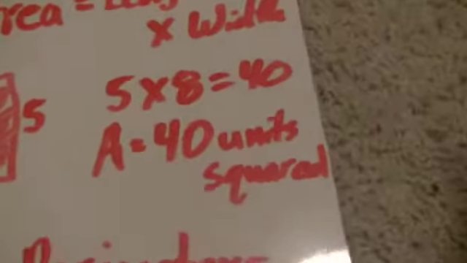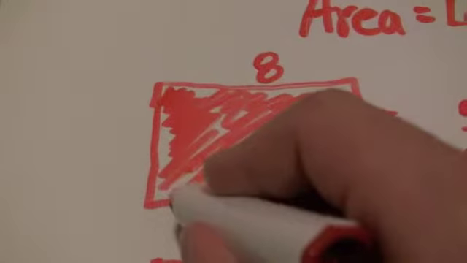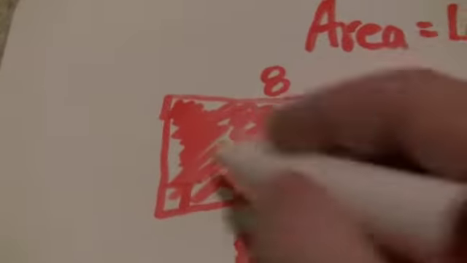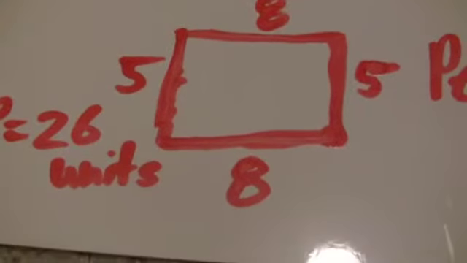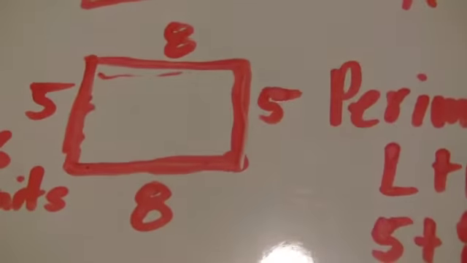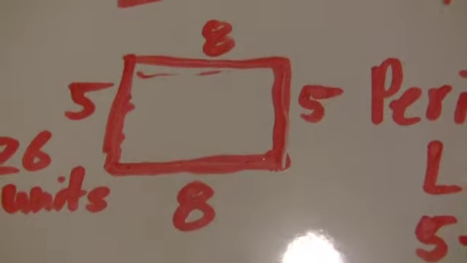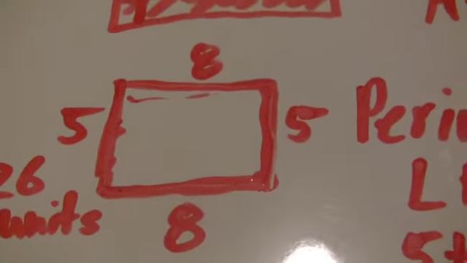Alright? And the reason up here why we get units squared is because we're figuring out how many 1 by 1 squares can fit into this space. And down here, we are just going on the outside, figuring out the length of all these lines together, which isn't a 2D shape. It's just a 1D shape. So we have 2D, which is a length and a width together, and we have 1D, which is just lines.